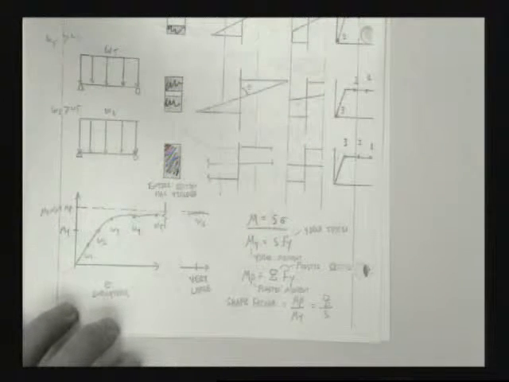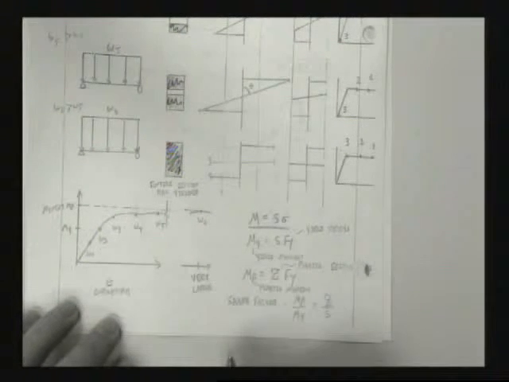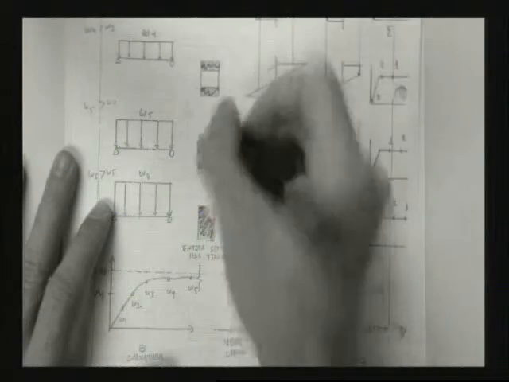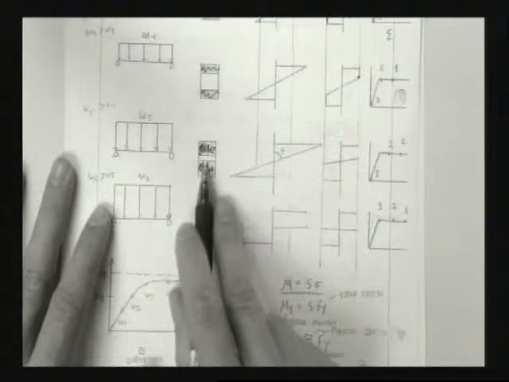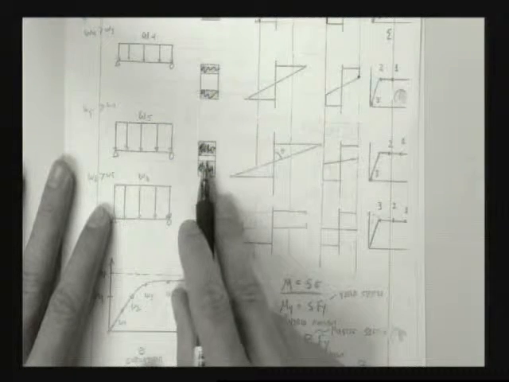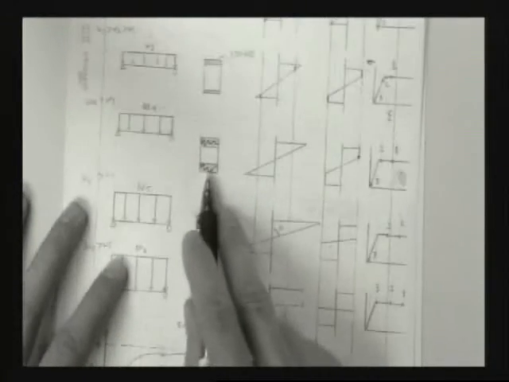It's lost all of its stiffness. Okay? That's what's going on here. Actually, as we shade this, that's the only part that has any stiffness left. That unshaded part. Same thing here and same thing here.